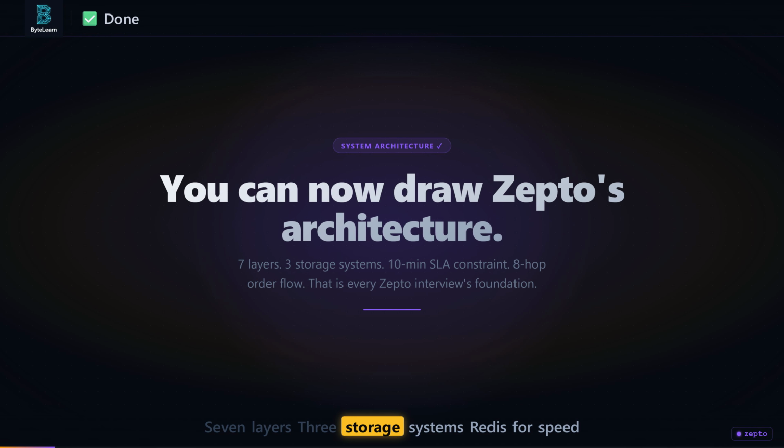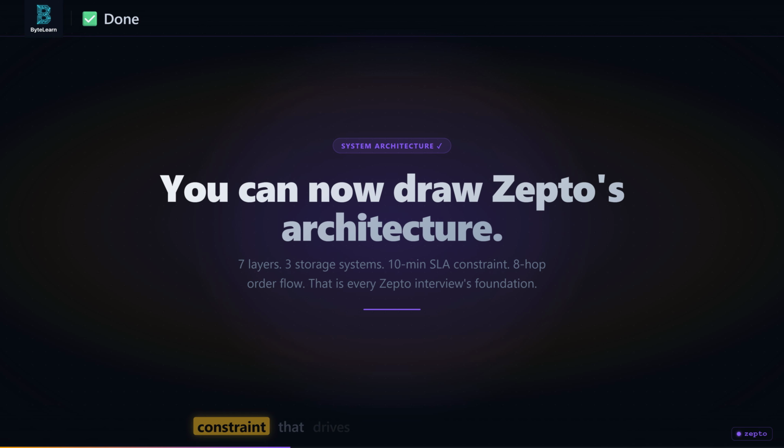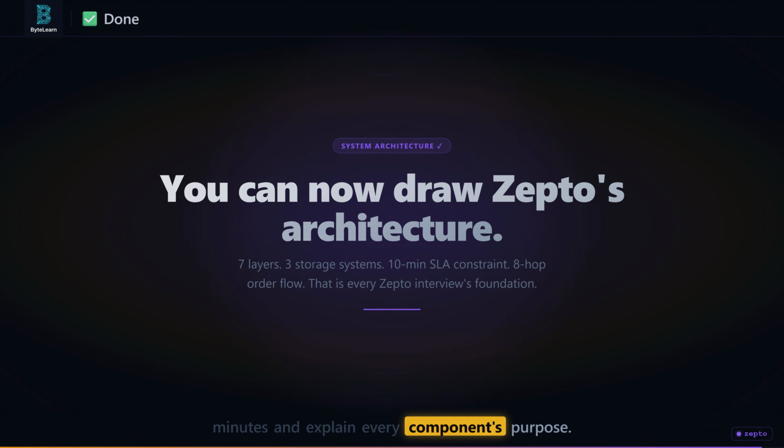7 layers, 3 storage systems, Redis for speed, PostgreSQL for permanence, CDN for images, one 10-minute constraint that drives every design decision. 8 hops from place order to order confirmed. You can now draw this on a whiteboard in 3 minutes and explain every component's purpose.